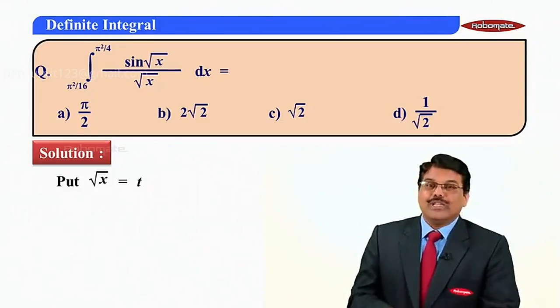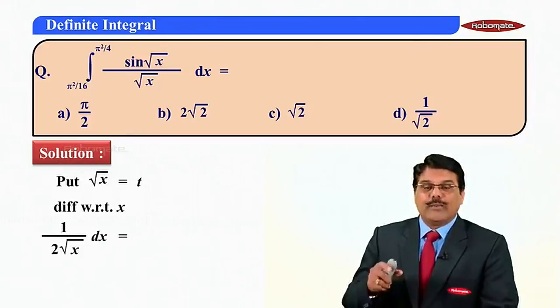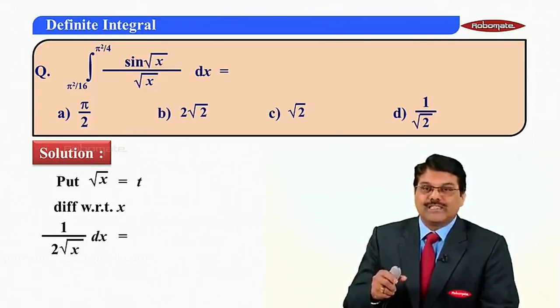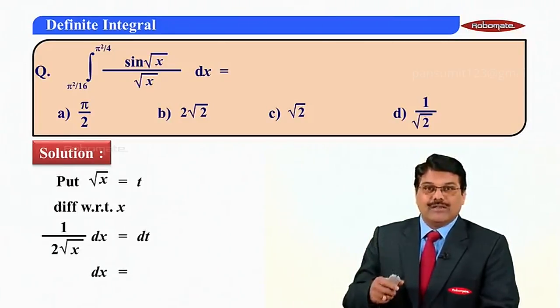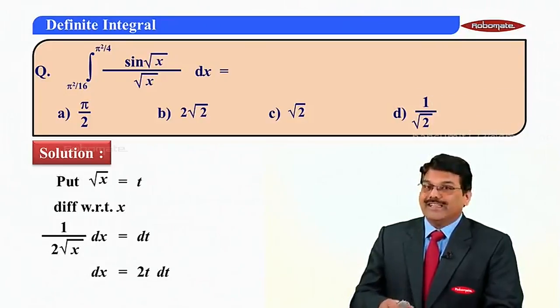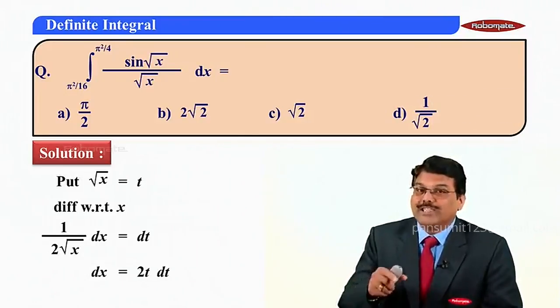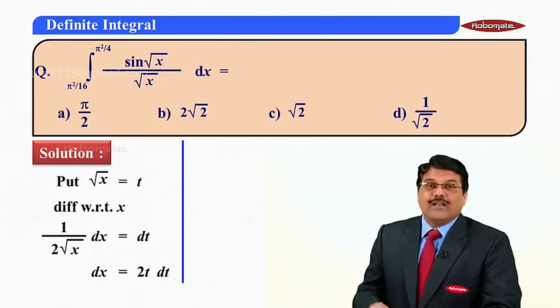Put root x is equal to t. So differentiate with respect to x. On differentiation we will get that 1 upon 2 root x into dx is equal to dt. Now since we have changed the variable, now let's see, dx will become 2t into dt, is it? Because it is 2 root x into dx, so it will become 2t into dt. Now let us change the limits.